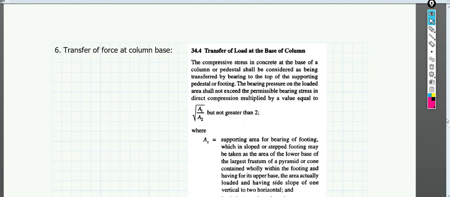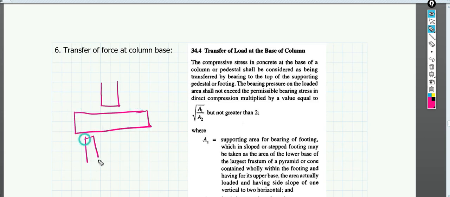Okay, so now let's go to another check, or you can say this is the last check that we have to do, that is the transfer of force at the column base. Basically, what is happening, you can see that there is a column and there is a pile cap, right? And there are piles also.